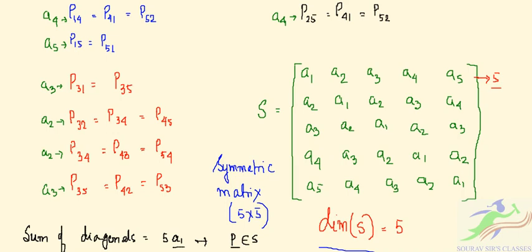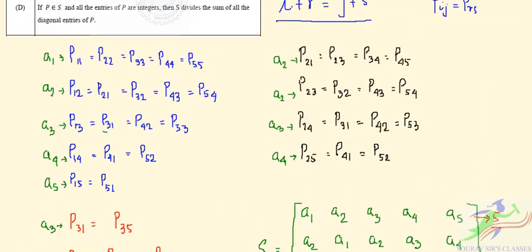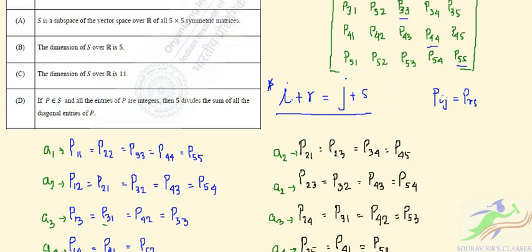So for this particular problem, which one of the options is false? The dimension of S is 11, so this is the false option out of the 4, so we will tick option C.